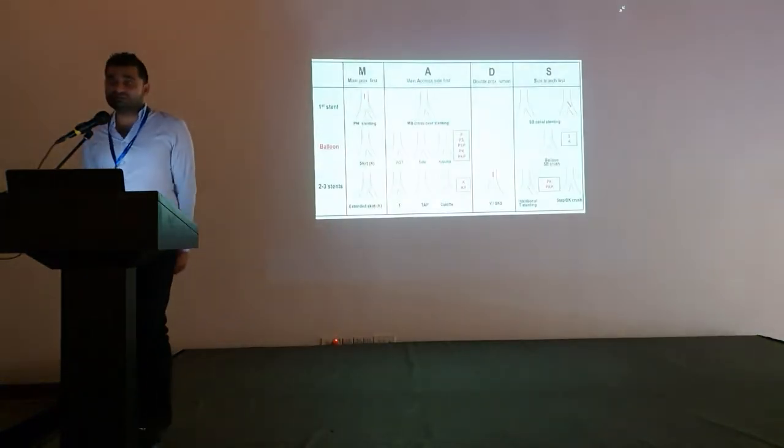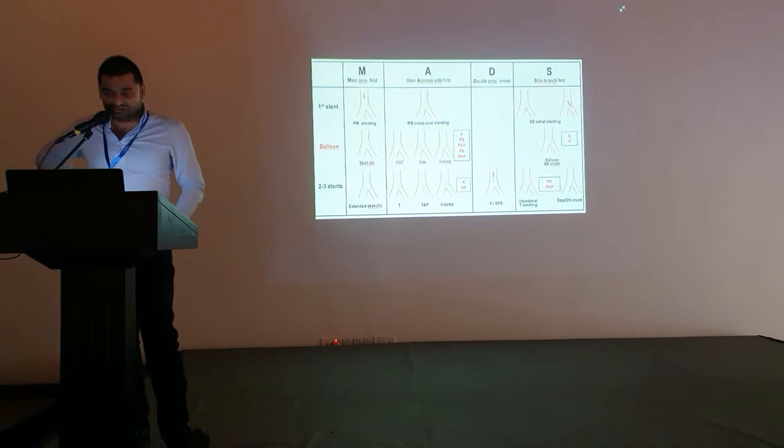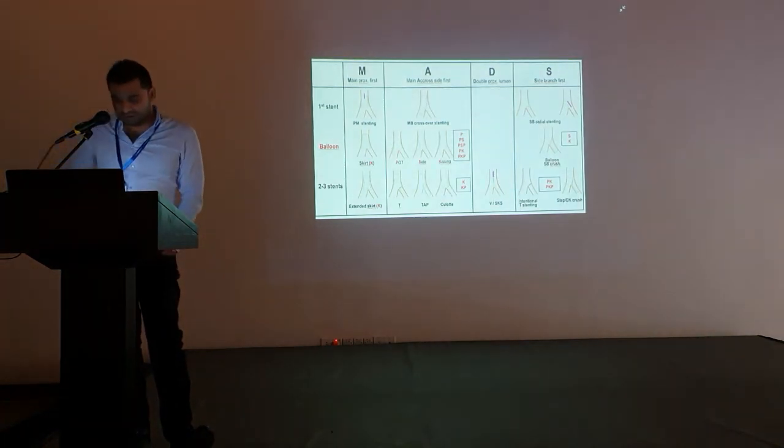So that's just a little schematic diagram of the MADS approach. So main proximal first, MADS stands for main across side first, and D is double proximal lumen, and S stands for the side branch. And there are various techniques that fall into these different categories.